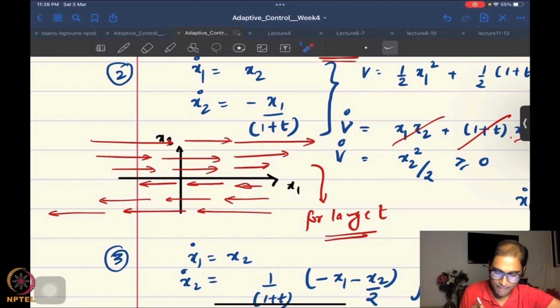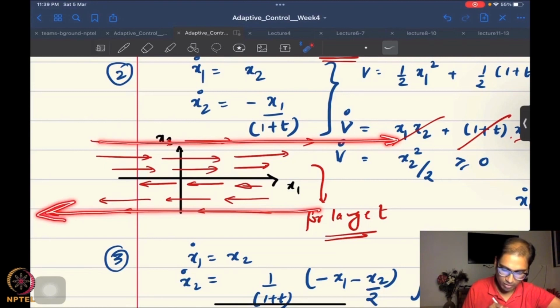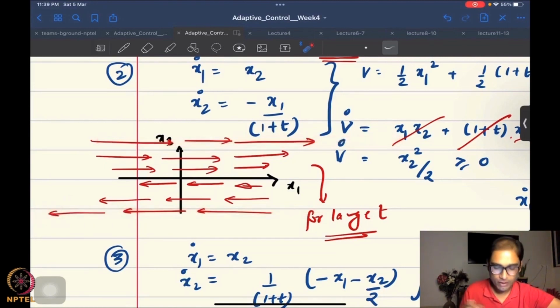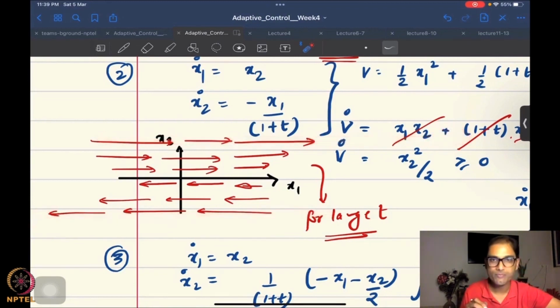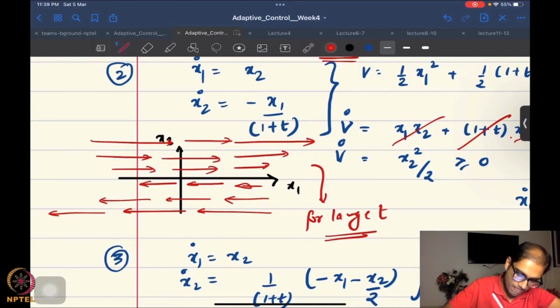This indicates that as time goes to infinity, your states keep moving in this direction or in this direction. Depending on how far you are from the origin in the vertical direction, you move accordingly faster or slower, but you keep moving in these directions. So if I start here, I will just move away from 0. Again, I start here, I move away from 0. So it's clear that this system is not stable from this particular phase plane construction.